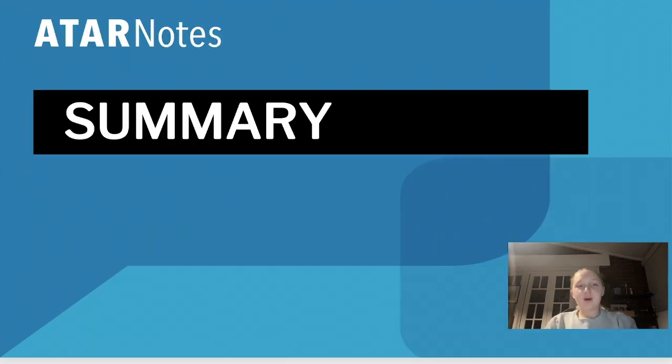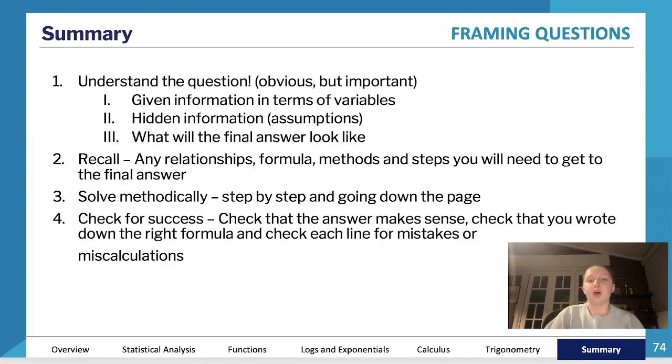Okay, well, that brings us to the end of our content for today. And now we're just going to be looking at a bit of a summary. So in terms of framing questions when you're doing a maths exam, first thing, seems super obvious, but a lot of people don't do it, is to actually understand what the question is going to ask. So this is us thinking about what variables exist. What's changing within the question, what variable am I trying to find? Then looking at what hidden information or assumptions you are going to have to make.